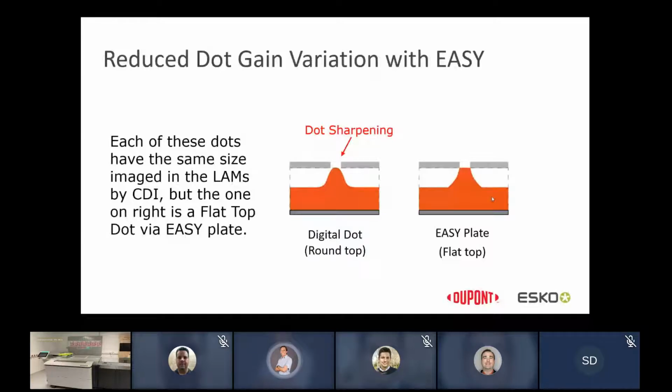So I like to show this series of slides to show you why flat top dot is important. You can see these two plates here. The gray part on top of that plate would represent the LAMS layer, the carbon mask. The opening in both of those plates is the same size, but there's dot sharpening in that digital dot, and so you get that round tip to it. And the EZ plate on the right is flat. It's just the technology built into the plate, with no nitrogen, no laminating, that gives us a flat top dot. So when you print these, next slide.